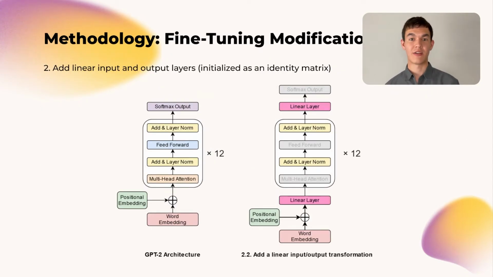The second class of modifications that we did was add a linear input and output layer. There was an input linear transformation, which was applied before the first attention layer. And then finally, there was an output linear layer, which was applied right before the softmax output. And note that these were initialized as an identity matrix.